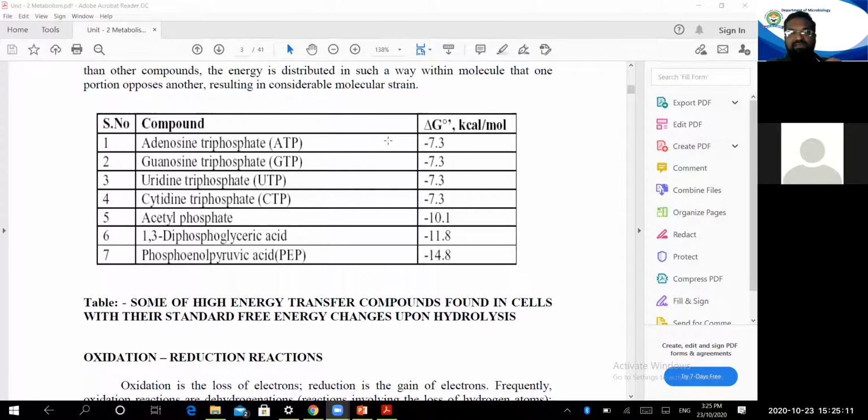These all act as an intermediate molecule for transfer of energy within the cell, and these are involved in various different biochemical pathways which we are going to study in some time.